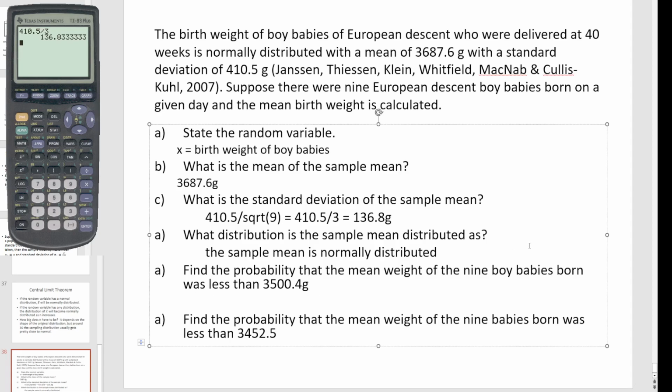Find the probability that the mean weight of the 9 boy babies born was less than 3,500.4 grams. I guess there is going to be a slight difference here. In this case, this is a normal CDF problem. We want the probability that the mean weight of these babies was less than 3,500.4 grams. This means 3,500.4 grams is our upper limit. We're not given a lower limit, so we have negative 1e99 as our lower limit, 3,500.4 as our upper limit.